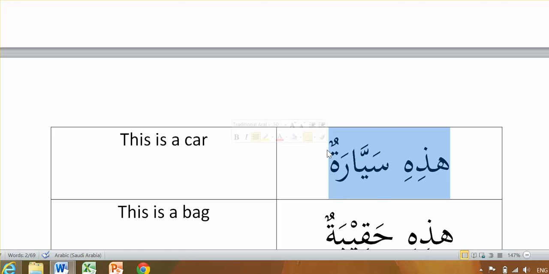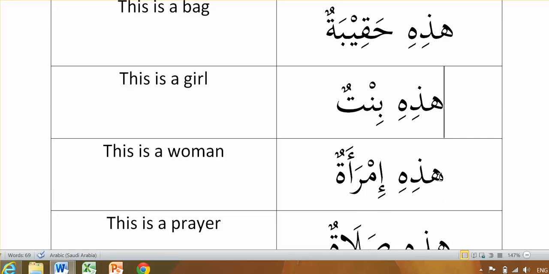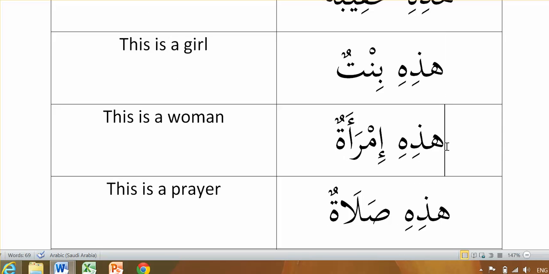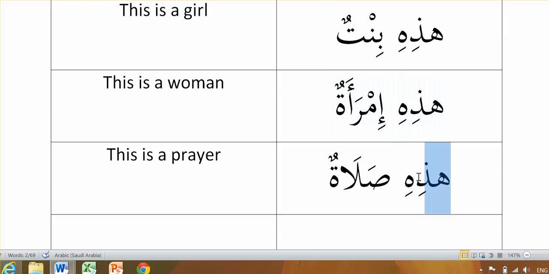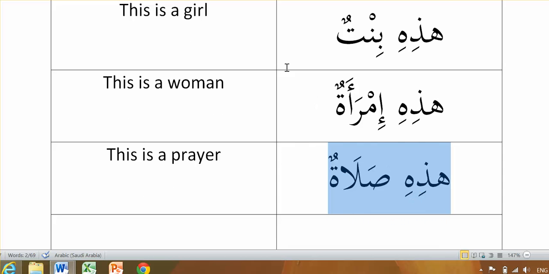هذه سيارة. هذه حقيبة, or a handbag. هذه بنت. هذه امرأة. هذه صلاة. This is a salat. So those are all basic sentences using the word هذا and هذه. And this is found a lot in the Quran. So I'm going to explain to you a little grammar rule here.